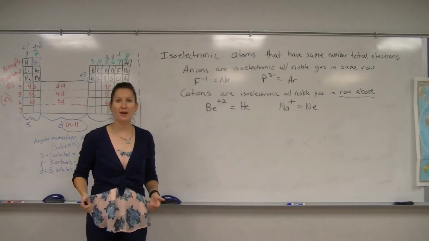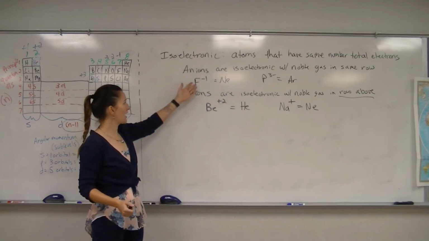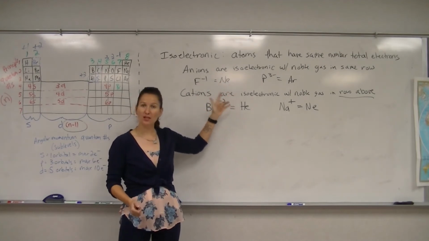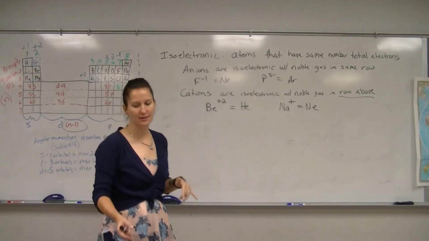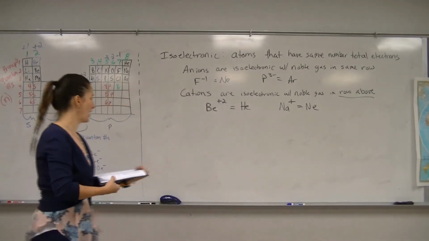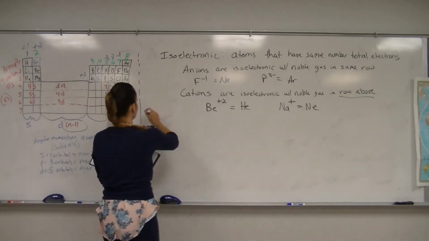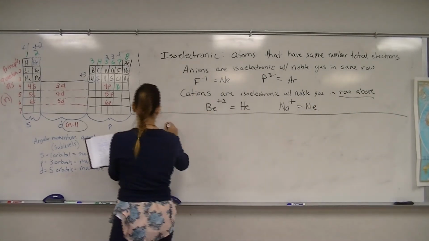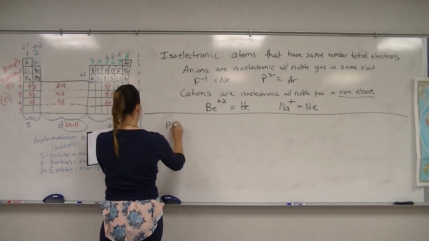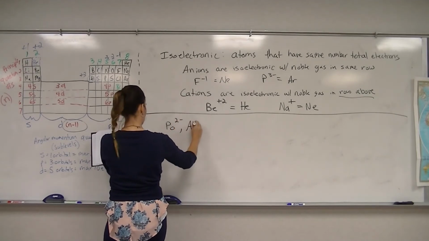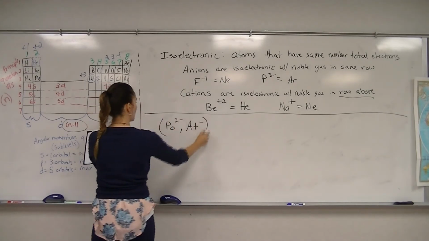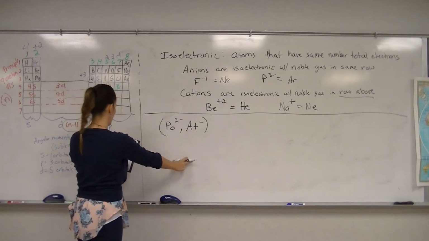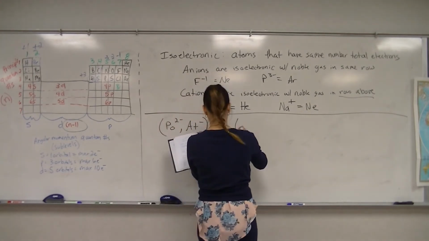All right, let's try some pairs. So far we've just been looking at ions and the noble gas that they're isoelectronic with. But it's not always going to be a noble gas that you're comparing it to. So I have a few pairs written down. I'm going to keep this up so we can use it if we need to. Let's see. Po2- and At-. So with all these pairs, we're going to look at them and we're going to say, are they isoelectronic, yes or no? All right, I'm just going to write all of them down.